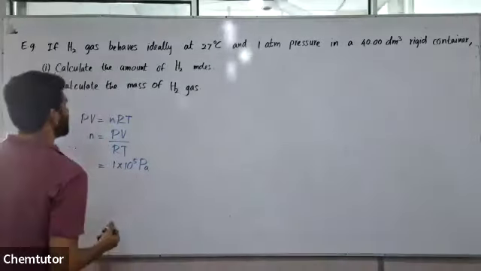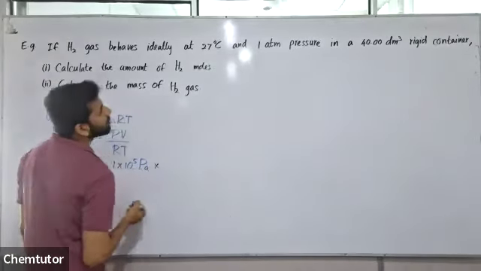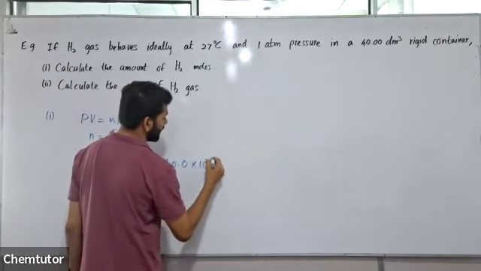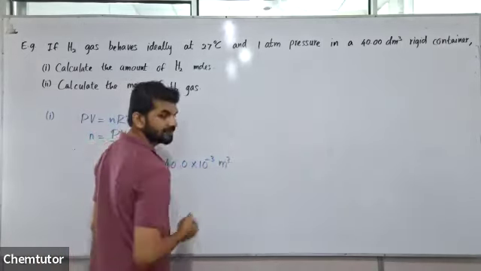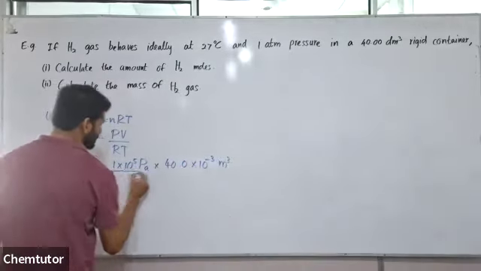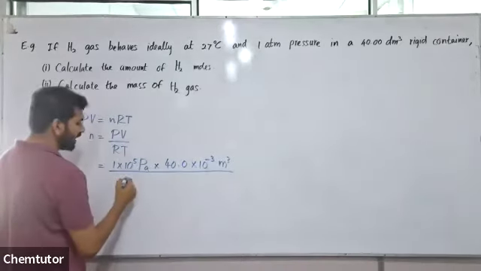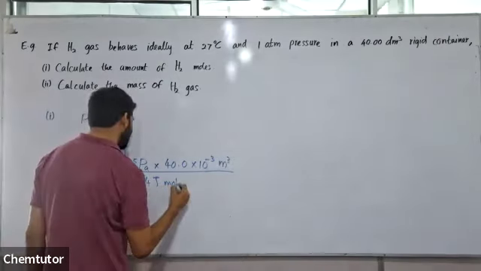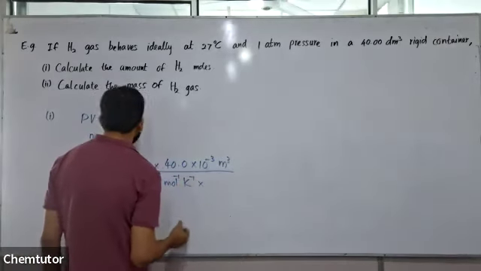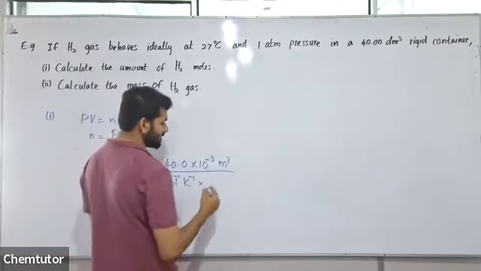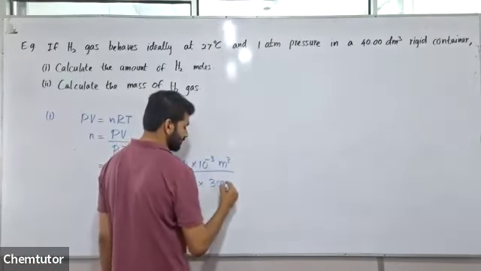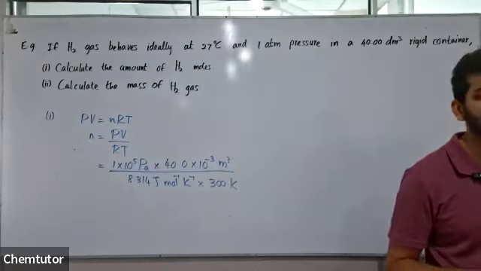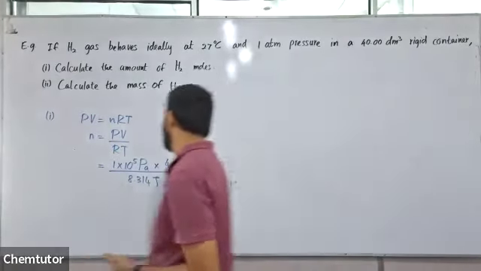Then volume is 40 cubic decimeters. That means 40.0 into 10 to the power minus 3 cubic meters. We have to apply it in cubic meters. Divided by RT, R is 8.314 joules per mole per Kelvin, into temperature, 27 degrees Celsius. That means 300 Kelvin, because to convert Celsius into Kelvin, we have to add 273. Right. Then we can simplify.